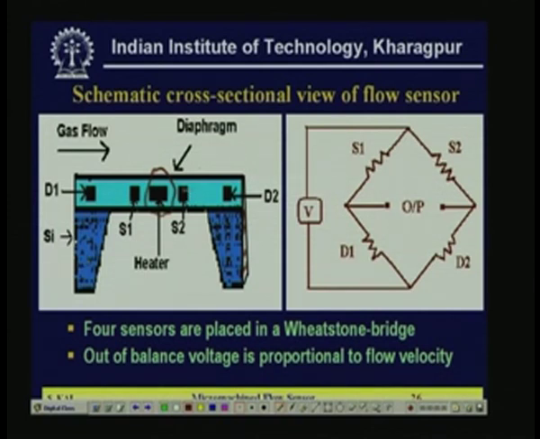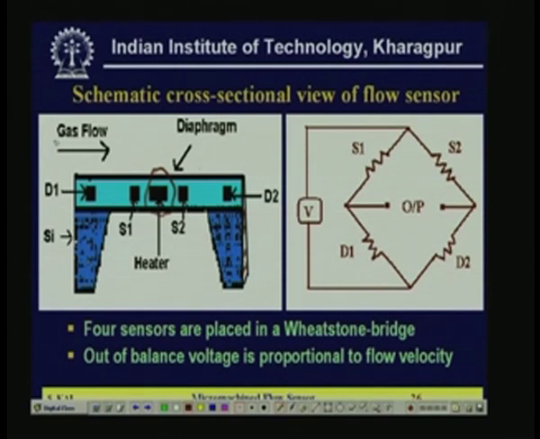Because of that, the bridge will be unbalanced, because S1 will not be equal to S2: one is downstream and the other is upstream. So, one will be in the cold region, the other in the hot region. If the flow is more and more, then more heat will be transferred to S2, so that the S2 change will be more compared to the S1 change.